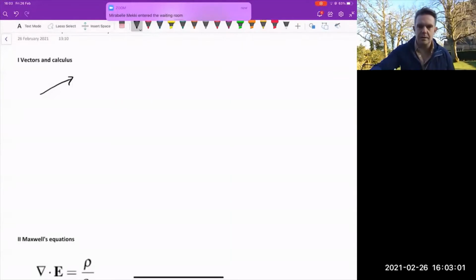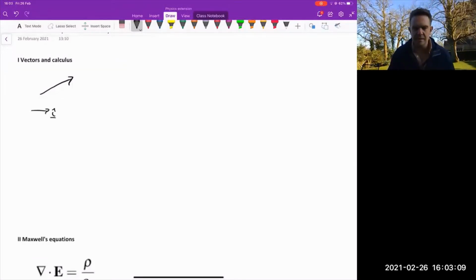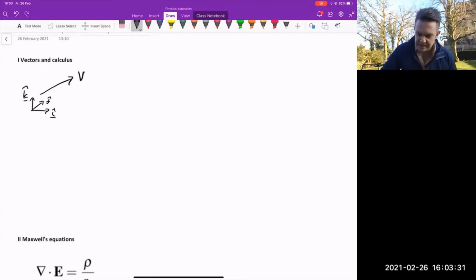A vector has components in the x direction with unit vector notation i, a component in the j direction, the y direction, and a component in the k direction. If you've not seen that notation before, don't worry. All I'm really saying is that a vector v can be expressed as three components, one in x, one in y, and one in z. So we're all happy with that, hopefully.